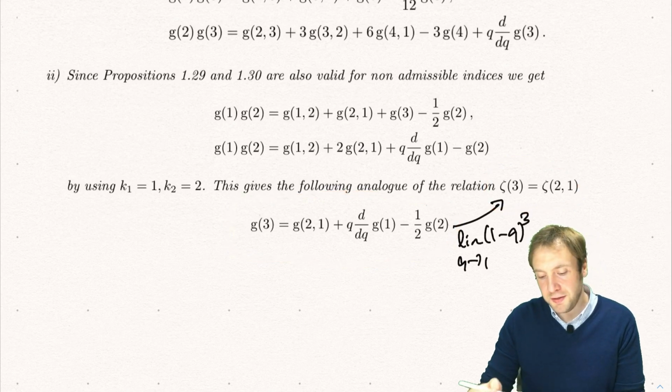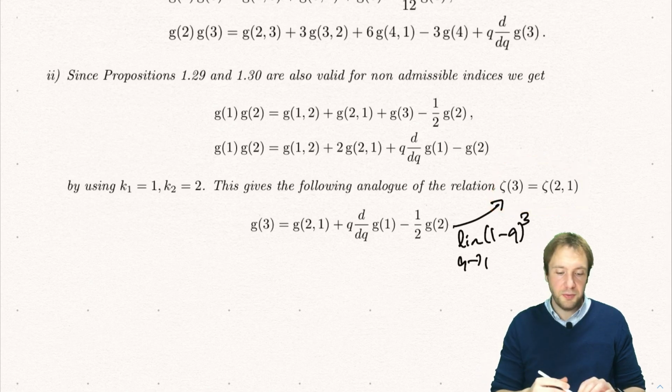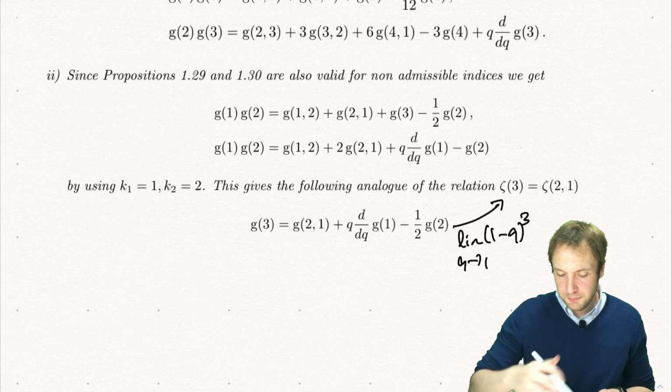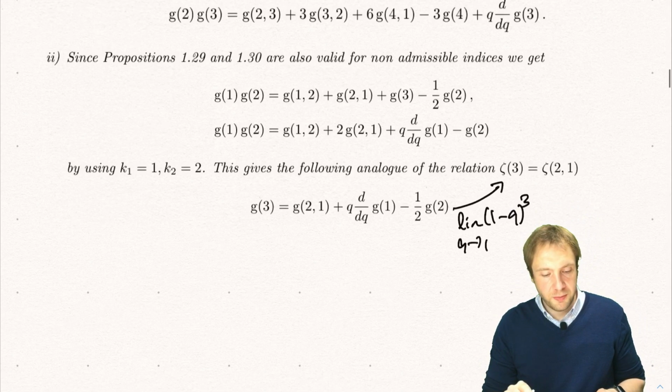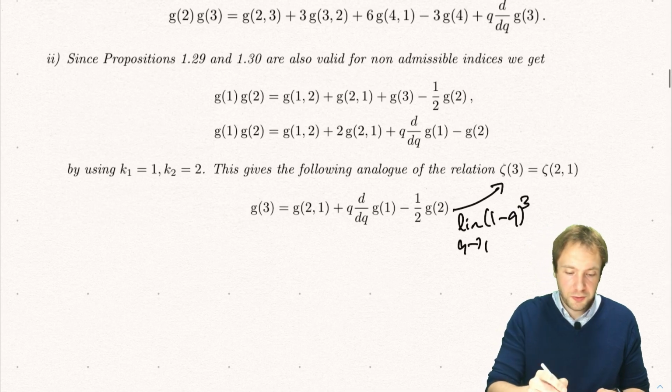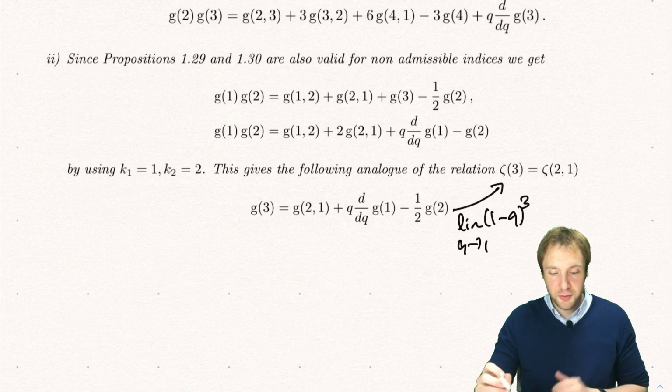But we will also see later that we can extend these double shuffle relations for multiple zeta values, and then we can basically do exactly the same. But here in this q world, we don't need to worry about zeta 1, because G1 is a well-defined object in our space.